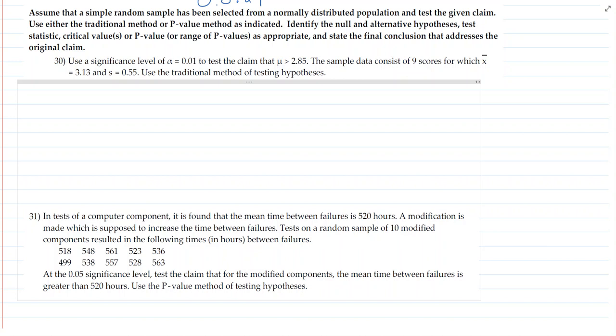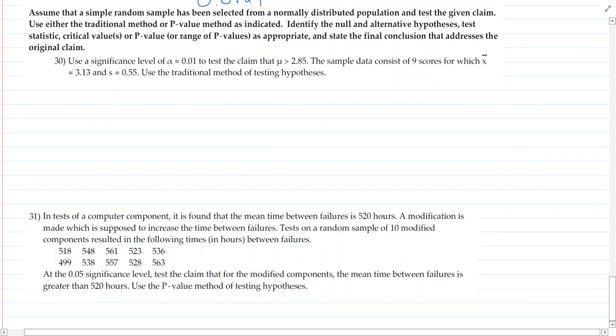All right. So it says a significance level of alpha. Let's see what it says. Use a significance level of alpha equal to 0.01 to test the claim that, okay, my H0 is mu equals 2.8500. Our alternate is mu is greater than 2.8500. The sample data consists of 9 scores, and the x bar is 3.1300. And our standard deviation for the sample is 0.5500. Use the traditional method of hypothesis testing.